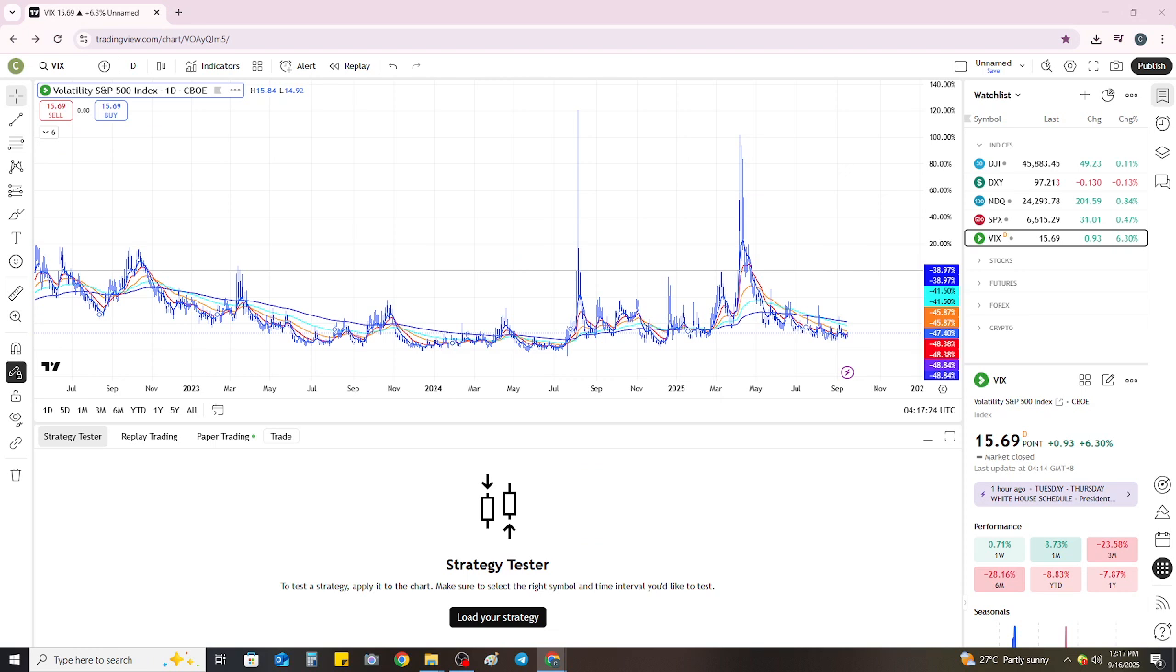First things first, you'll need to navigate to tradingview.com and log into your account. If you don't have one yet, it's straightforward to sign up and you'll find access to a comprehensive suite of charting tools that traders swear by.